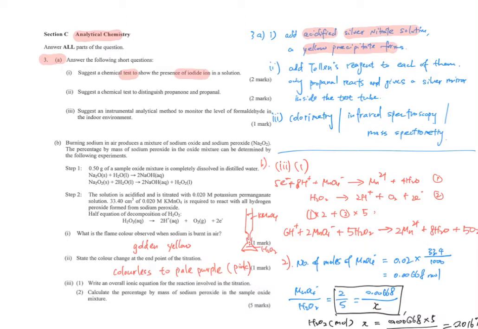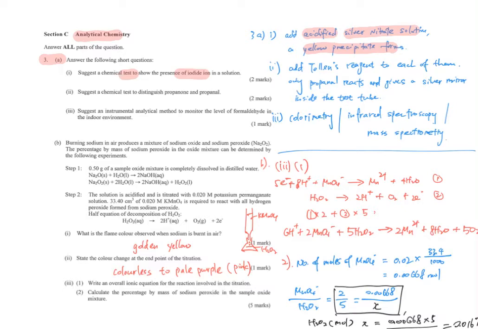a yellow precipitate is formed for iodide. For chloride, when you add the same reagent, it will form a white precipitate. For bromide, a pale yellow precipitate will form if you add the same reagent. So this is also important for the halides.